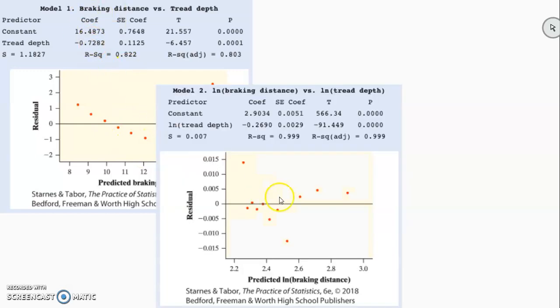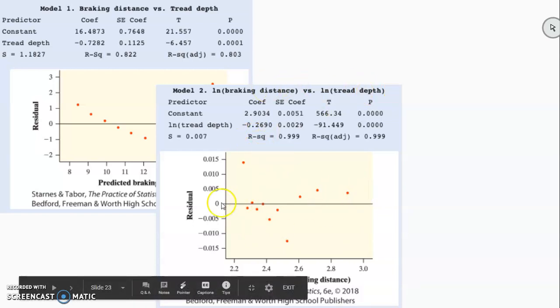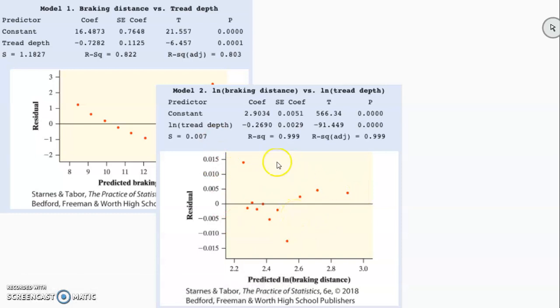Then I have a model where we did the natural log of braking distance and the natural log of tread depth. So this would be that power model. I can see that this one is a little bit better in terms of residual plot. I don't see as much of a pattern, or barely any of one at all.